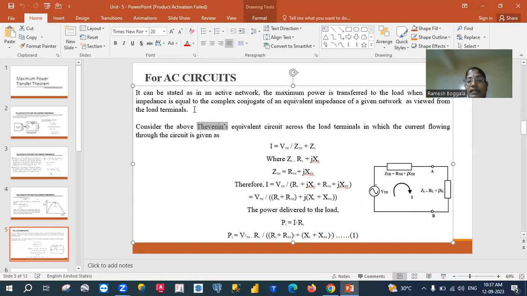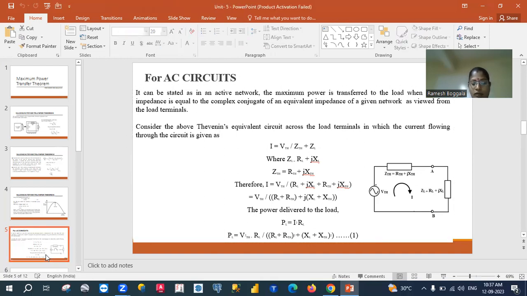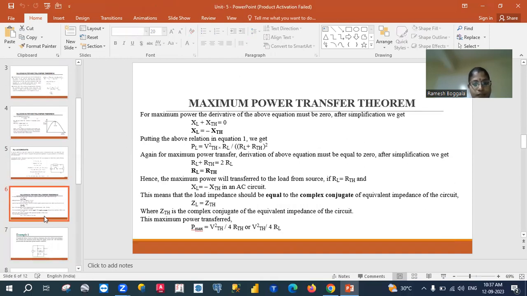The power delivered to the load is PL equal to IL squared times RL. For the maximum power, the derivative of the above equation must be 0. After simplification, we get XL plus XTH equal to 0, or otherwise the reactance of the load is equal to minus the reactance XTH.